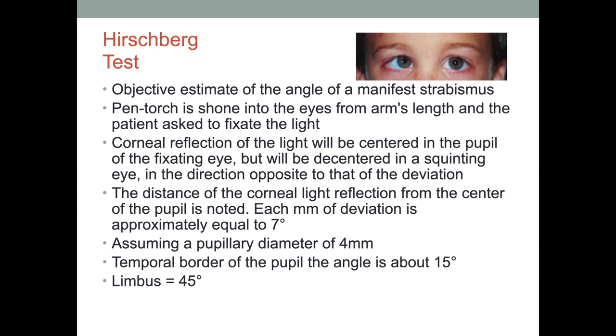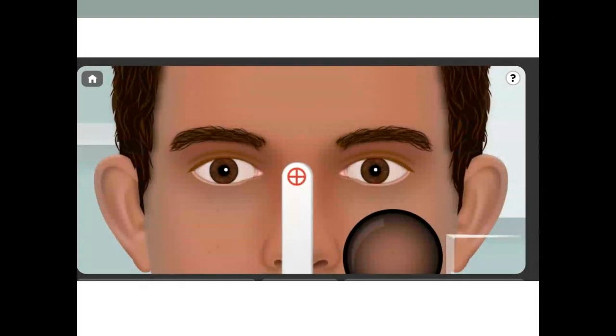So the distance of the corneal light reflex from the center of the pupil is noted. And if the light falls on the temporal border of the pupil, the angle is about 15 degrees. If it falls on the limbus, the angle is about 45 degrees. So let's look and see what I mean by that.